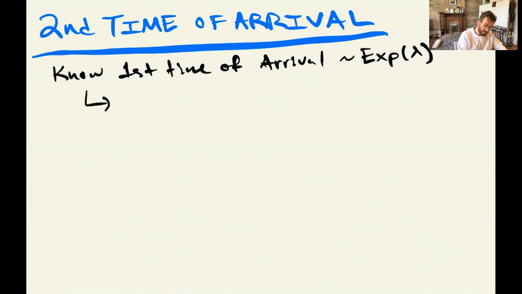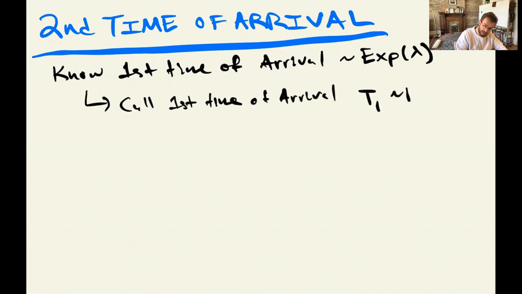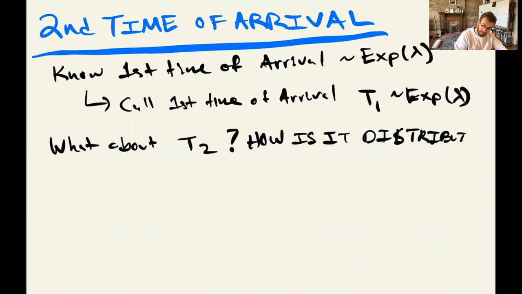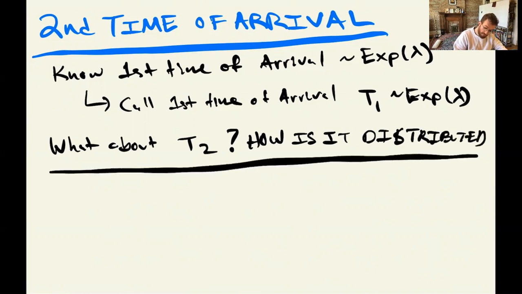So let's try to figure out what is the time of the second one. So let's call this random variable, call this first time of arrival T1. And so we're going to say T1 is exponentially distributed with parameter lambda. Now what about the second? So what about T2? How is it distributed? That's the question we want to try to answer.